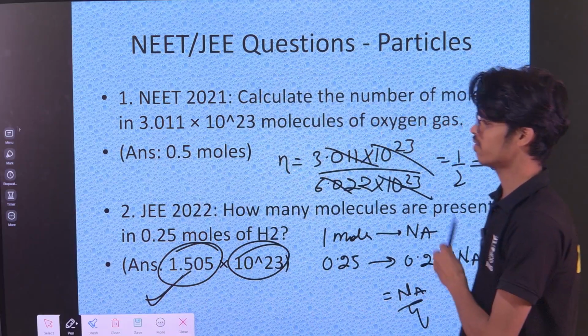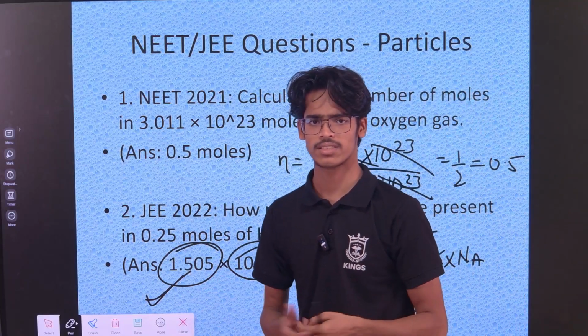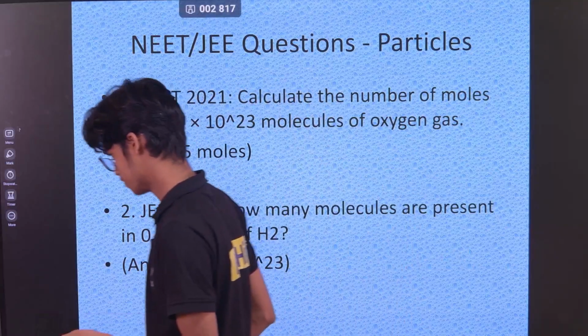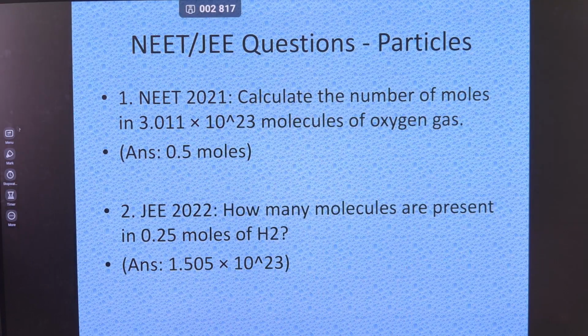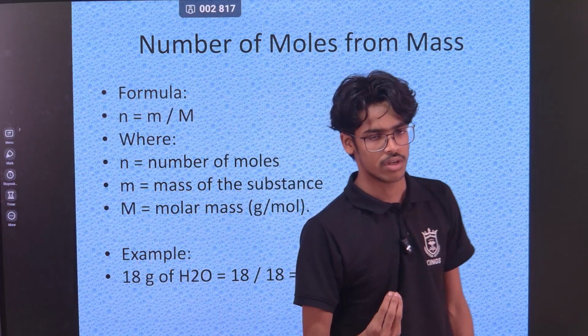I hope now you are able to understand. This is a very easy question. Given number of particles divided by Avogadro number. That's it. You don't need to do anything. Okay, just this simple calculation will get you the answer. Okay, now let's understand how you can calculate moles from mass.